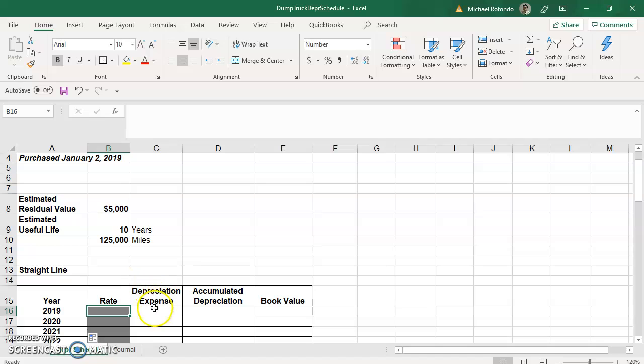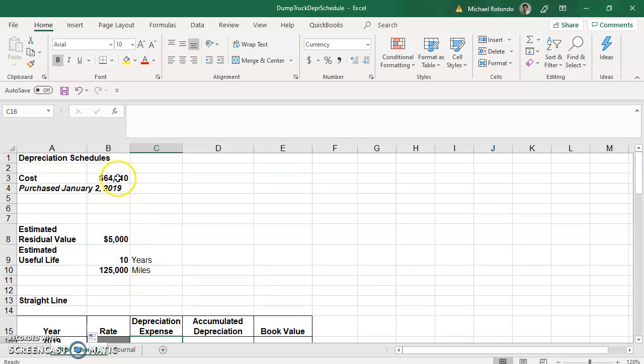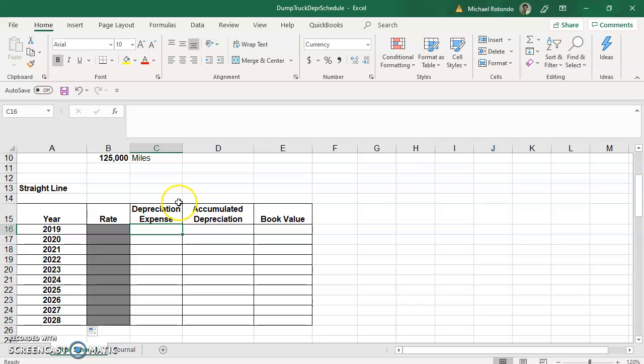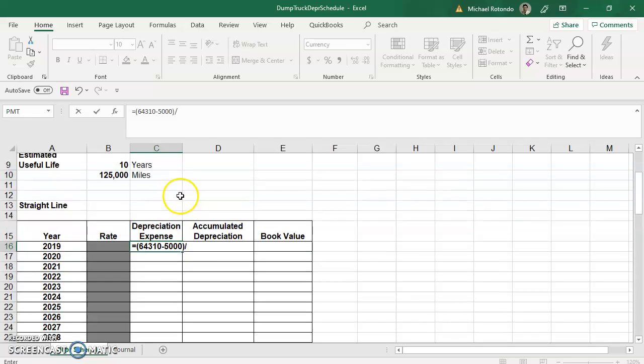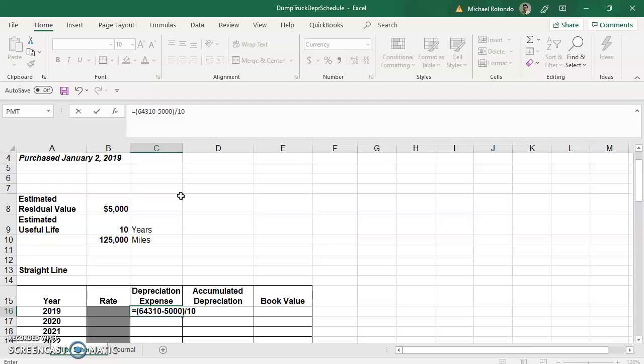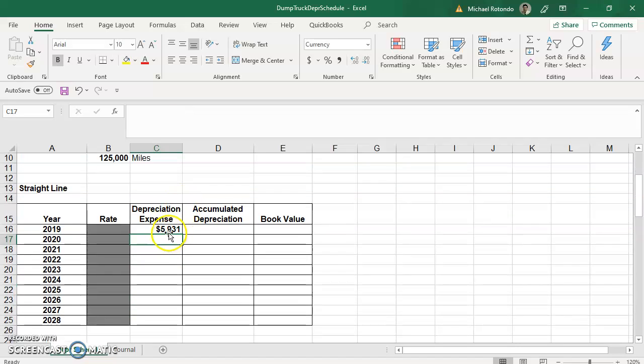So what we're going to do is take our cost of $64,310. We're going to subtract the estimated residual or salvage value, $5,000, and then divide it over the 10 years. That's straight line depreciation. It's pretty straightforward, no pun intended. So we're going to get $5,931 per year. And again, here's the formula, and it's going to be the same each year.